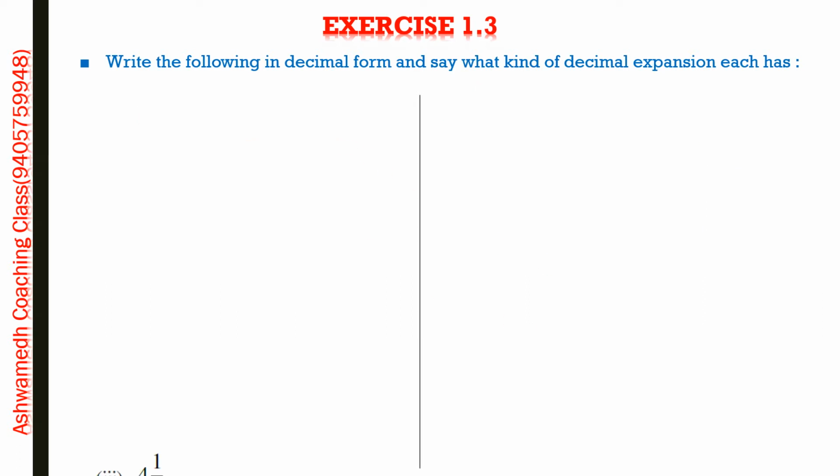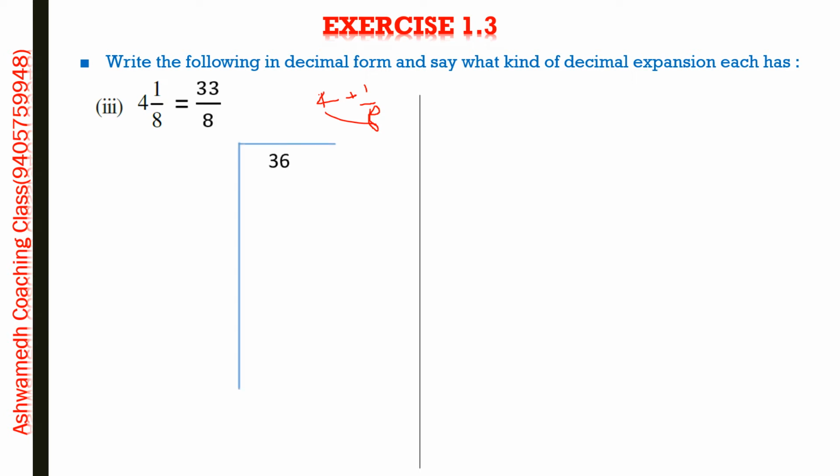Now the next is 4 and 1 upon 8. Now 4 and 1 upon 8 is simply 4 plus 1 by 8. Okay, how to find the number: 4 into 8 is 32, 32 plus 1 is 33, so it is 33 by 8. Sorry, this is 33.